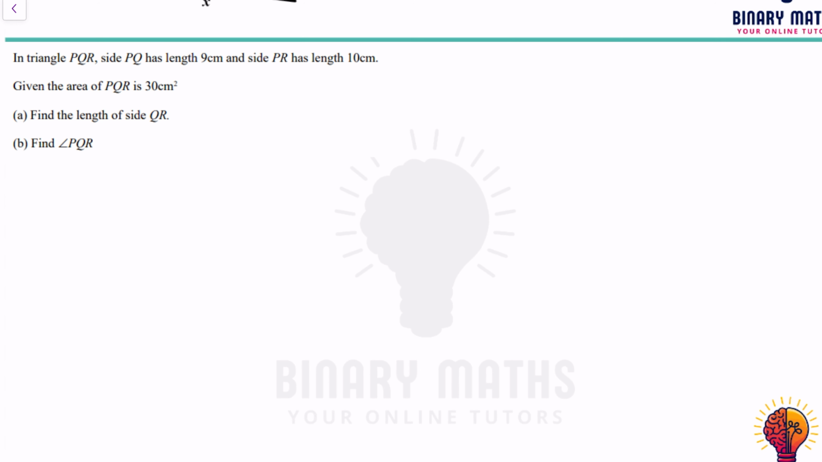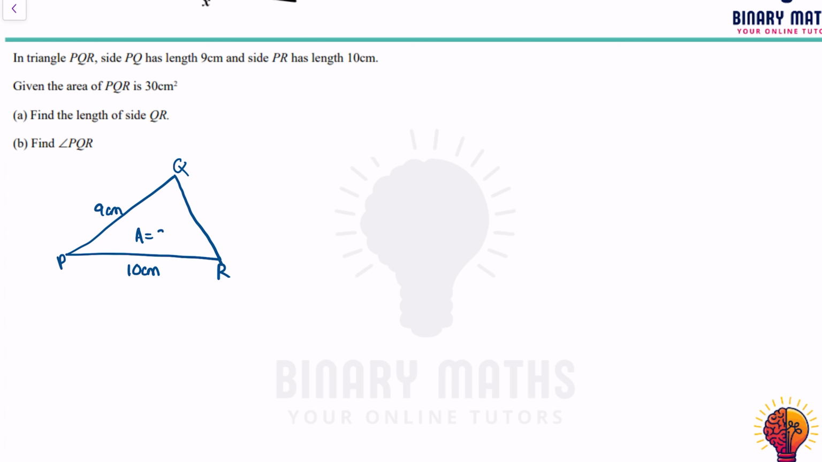Okay, in triangle PQR, side PQ has length 9 centimeters and side PR has length 10 centimeters. So if I were to roughly draw this out, we've got P to Q is equal to 9 centimeters and P to R is equal to 10 centimeters. Given that the area of PQR is 30 centimeters squared, find the length of QR. So we're trying to find this for A.